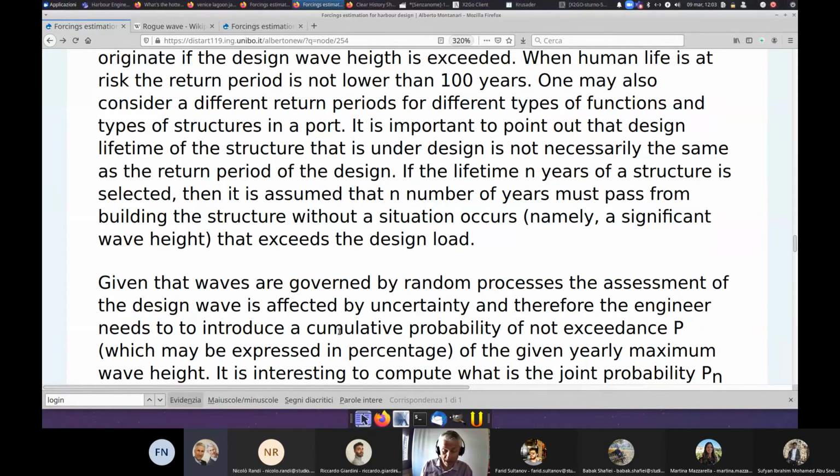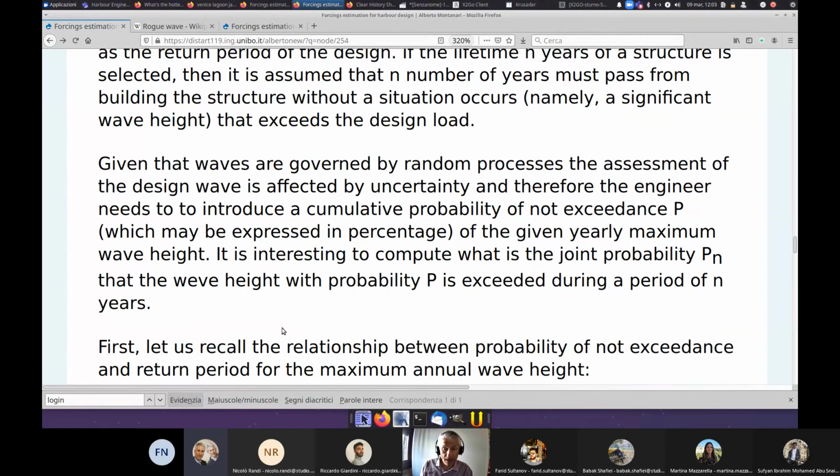But again, your assessment must be made by looking at the law in force, at the regulations, and by considering, eventually, if you still have some flexibility, what are the consequences of a failure. Now, what we need to know in order to make the estimation of the extreme wave height is its probability.